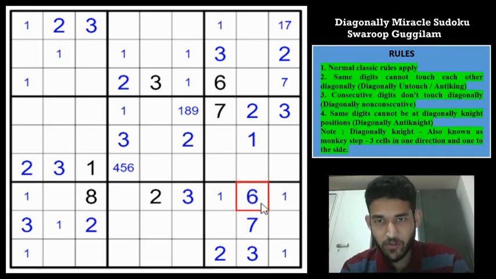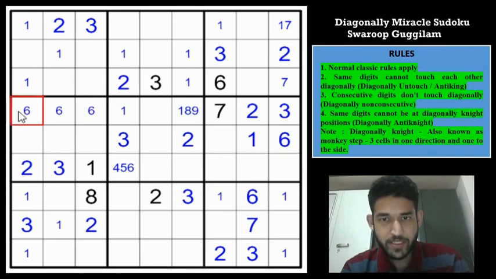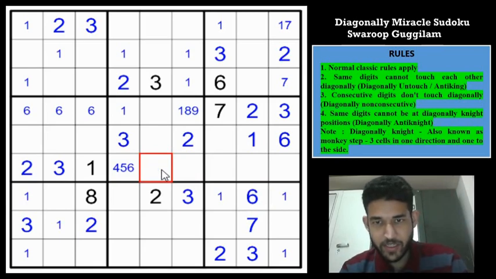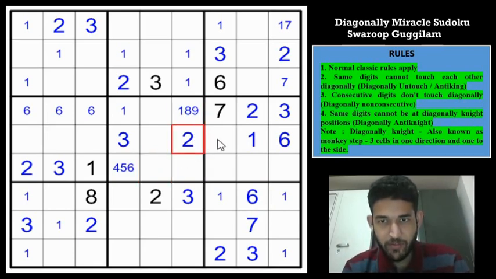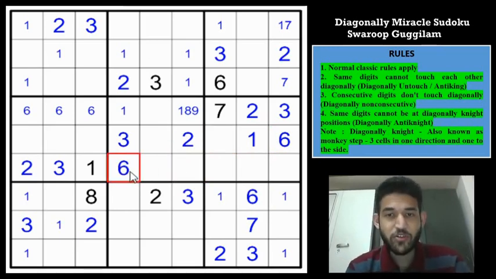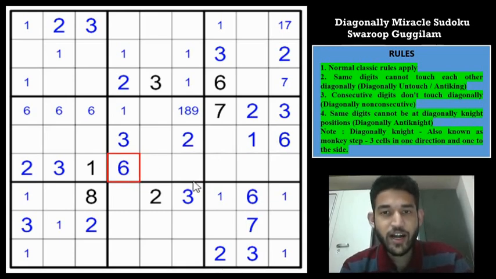And this is really helpful now because 6 is eliminated from these 3 cells and 6 can't be here, so 6 has to go here. Which means that 6 will be in one of these 3 cells, and 6 has to be in one of these 3 cells. But this 6 is a monkey step away from this cell, so you can't have the 6 here, and this 6 is a monkey step away from this cell. So 6 has to be placed here. Beautiful, right? A very tough Sudoku. You have to be constantly on the lookout for diagonally consecutive and monkey step.